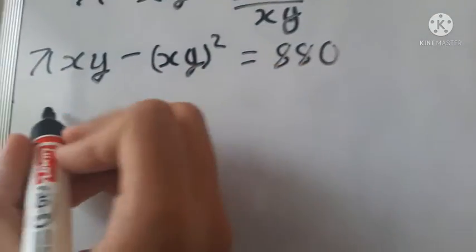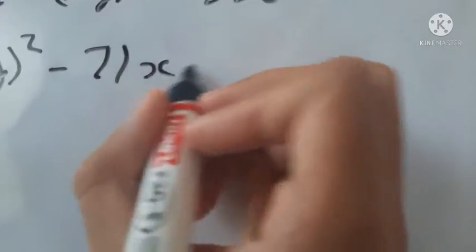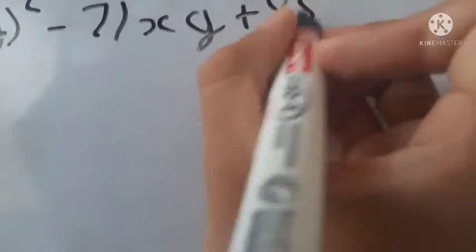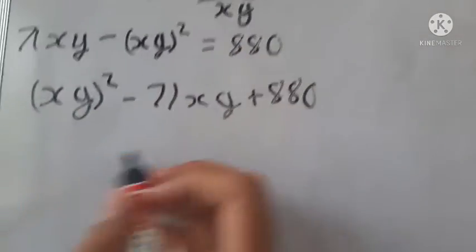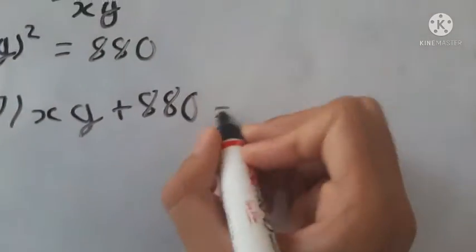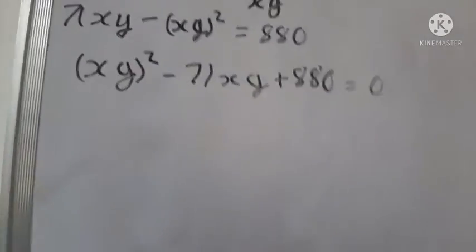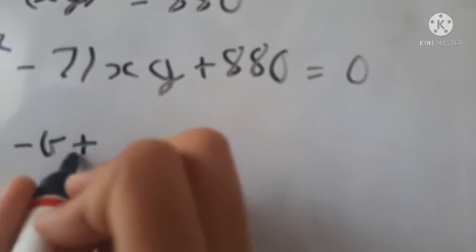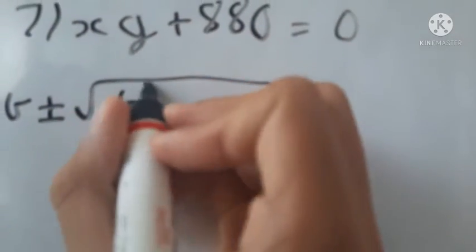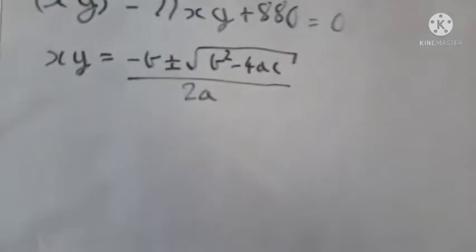Let's move these things to this side. So (xy) whole squared minus 71xy plus 880, these signs change and this one remains constant, and this should be equal to 0. Now we use the quadratic formula. By the quadratic formula, xy equals minus b plus or minus the square root of b squared minus 4ac, over 2a. Yeah, that's the quadratic formula.